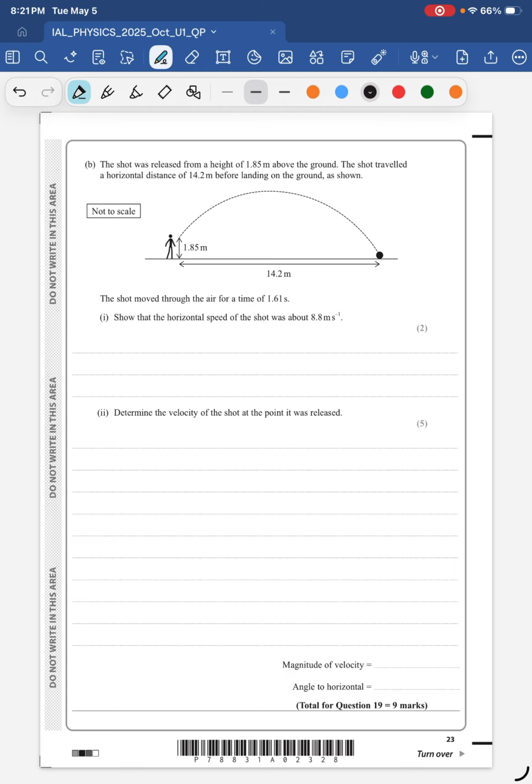B. The shot was released from a height of 1.85 meters above the ground. The shot traveled a horizontal distance of 14.2 meters before landing on the ground as shown. The shot moved through the air for a time of 1.61 seconds. Show that the horizontal speed of the shot was about 8.8 meters per second.